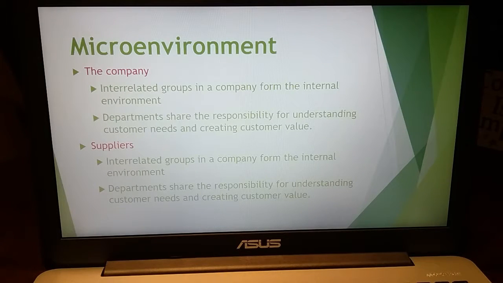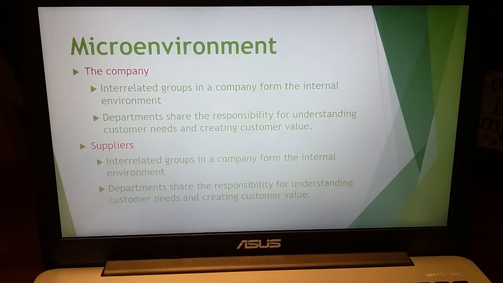Okay, microenvironment, the company itself. So, all the different departments working together. Suppliers is anyone that we get things from. If you make cakes, they're the people from whom you get your flour and your chocolate and your eggs and your butter and your cream and all that kind of thing. If you're a car manufacturer, the people that you get the fabric for the seats and for the seat belts and the engine parts and the driveline systems and all that kind of thing.